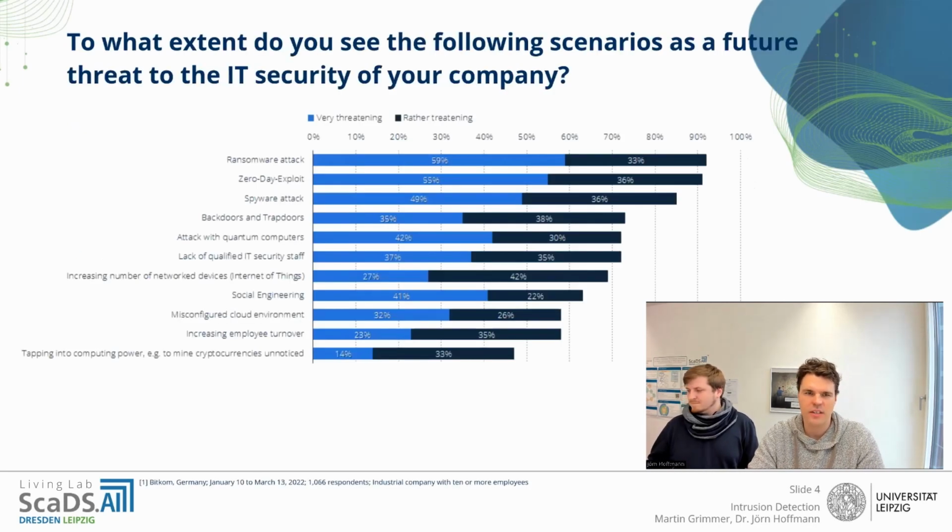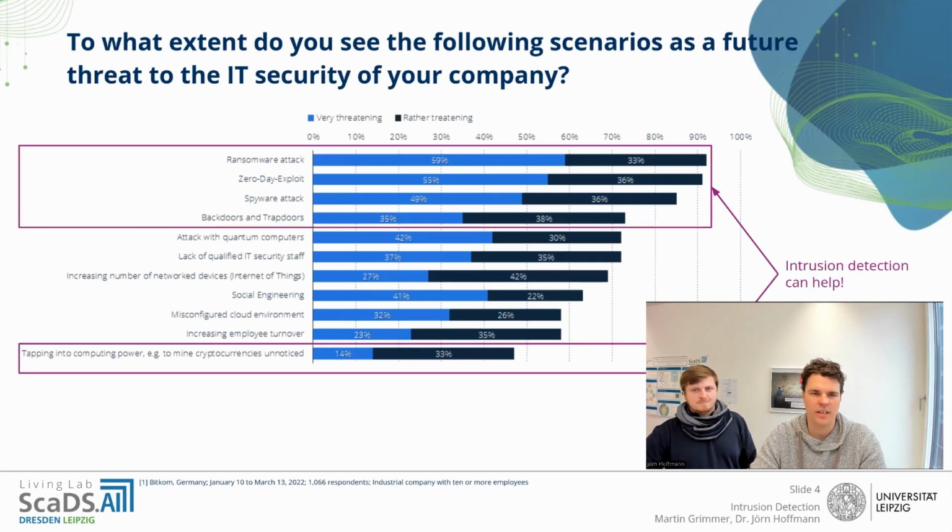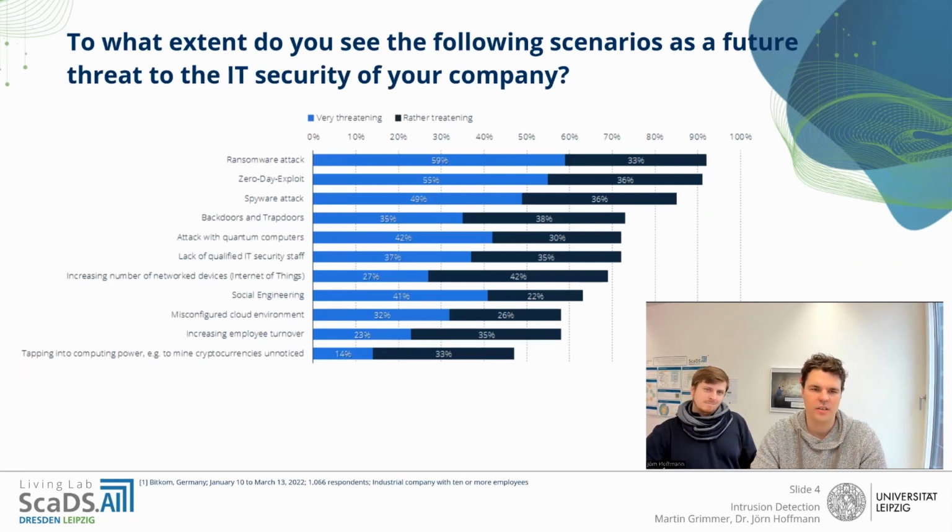If you consider the upcoming scenarios and threats in IT security in companies, you will see that ransomware attacks here at the top are very threatening for the participants. About 90% find them rather threatening, so it's very important to cover them. Also zero-day exploits, spyware attacks, backdoors and trapdoors, and so on.